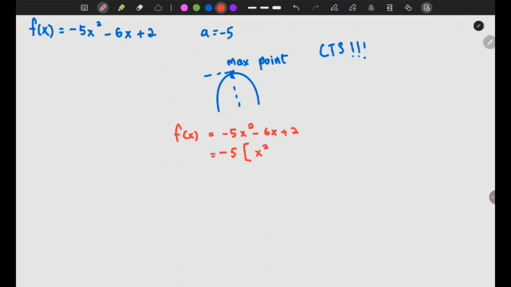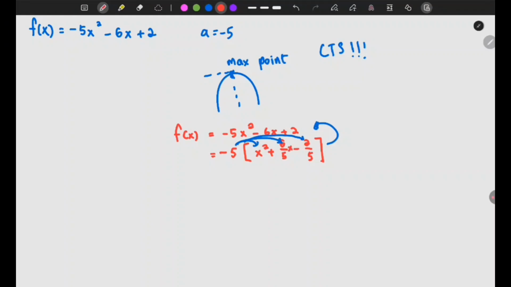And you can actually double check though. You can actually times, and then you can see you will get back the same thing. 5 times x squared, -5x squared. -5 times 6/5x is -6. And -5 times -2/5 is +2. Right? So you can see you didn't change anything. You just factorize and you write it in another way.